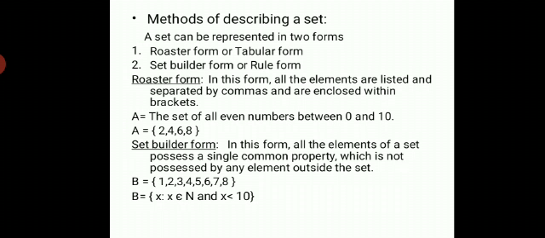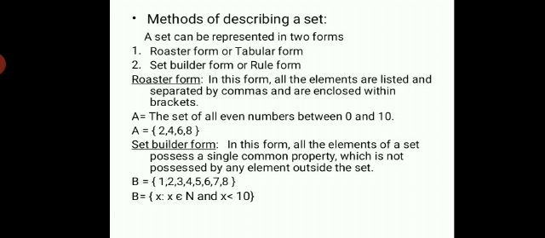So next concept, that is the method of describing a set. We have two forms. That means a set can be represented in two forms. First form is roster or tabular. Second form is set builder or rule form. So roster form in detail is: in this form all the elements are listed and separated by commas and are enclosed within brackets.